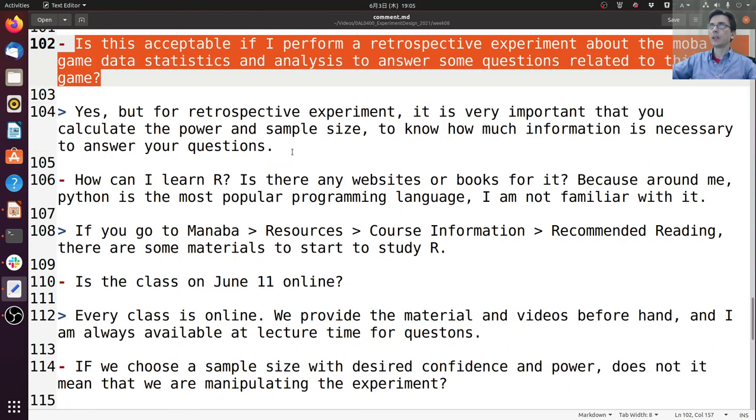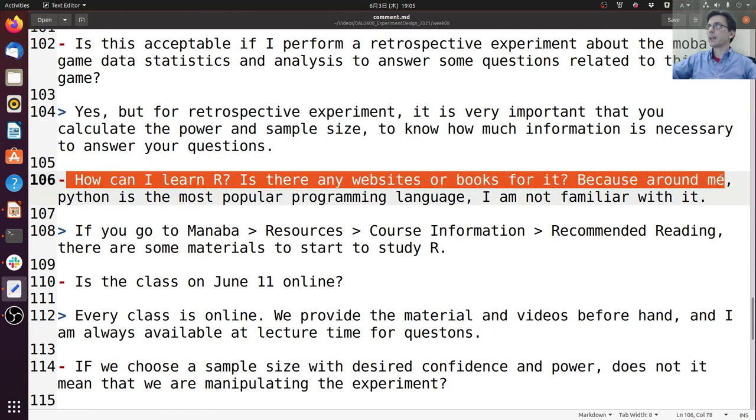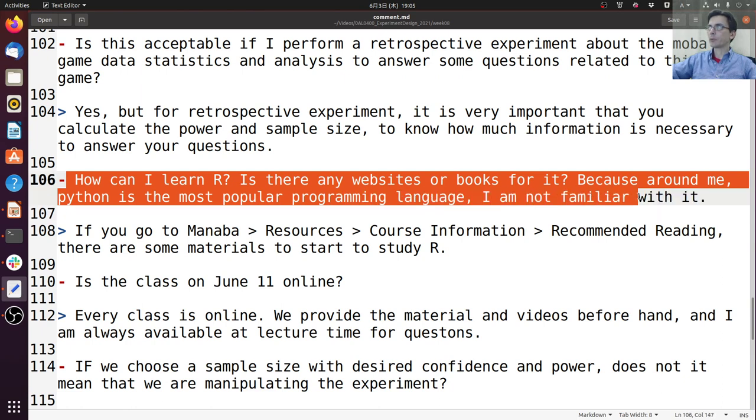Now, another student asked, how can I learn R? Are there any websites or books for it? Around me, Python is the most popular programming language. Yes, Python is very nice. I like Python. And I think that programming languages are like tools.